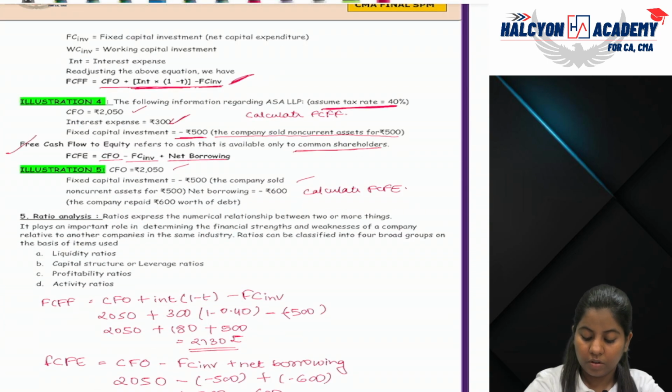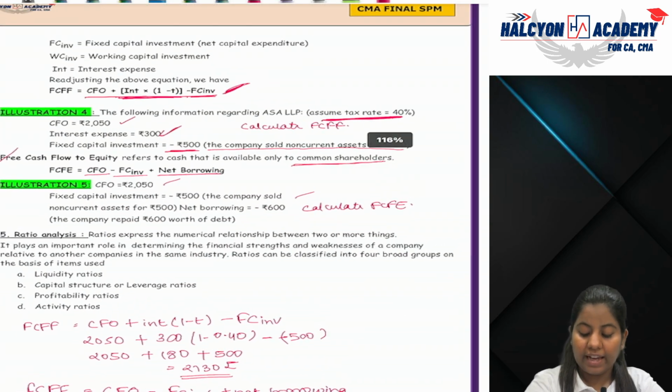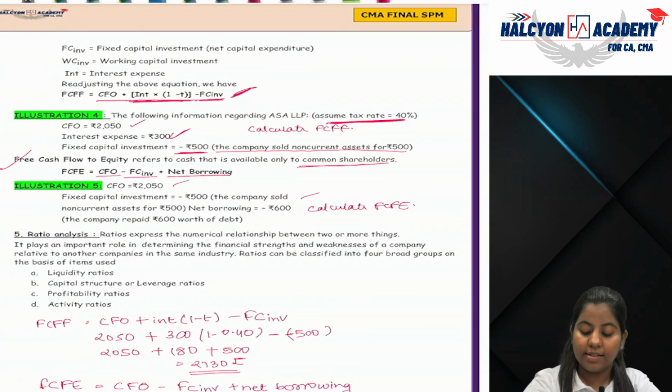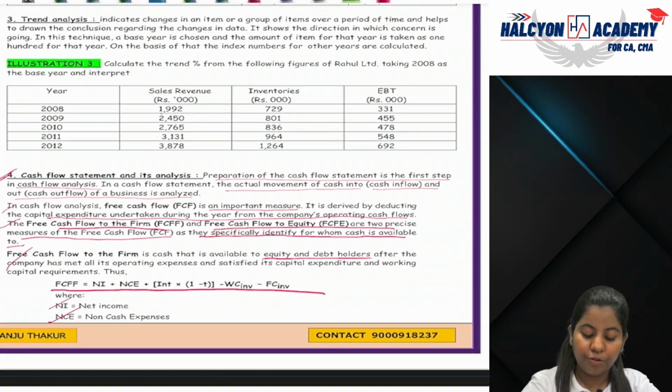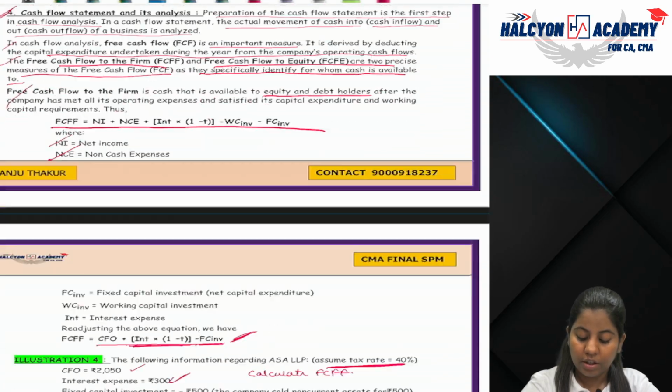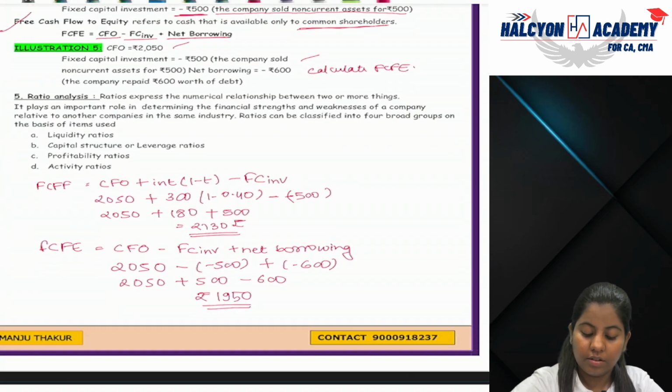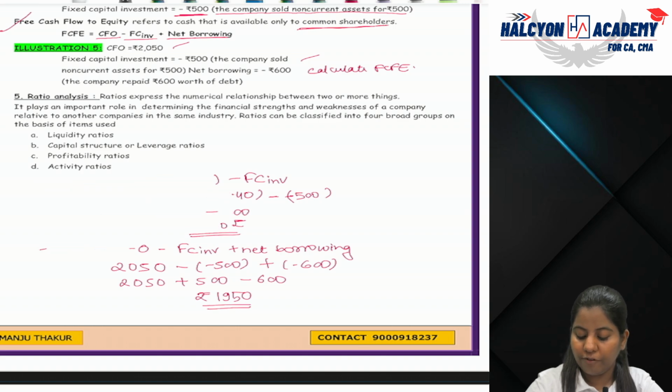Okay. So cash flow statement and analysis is completed. Now we are moving to the next tool, that is ratio analysis. I am erasing this part. I hope you have copied that.